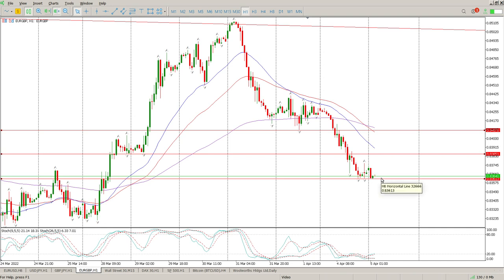A little bit cautious with pretty much everything right now. There's no real clear direction. It's all looking like it's just sort of hovering around in ranges and not really sure which direction we're moving in.